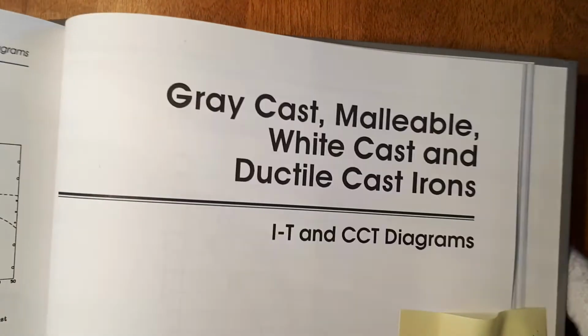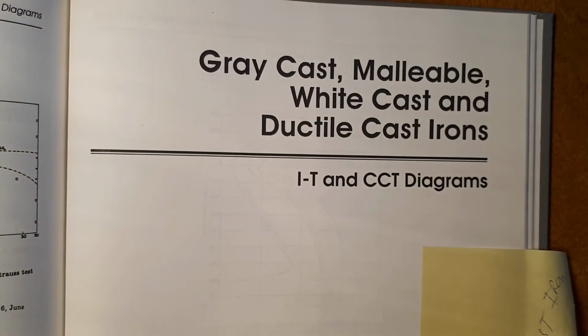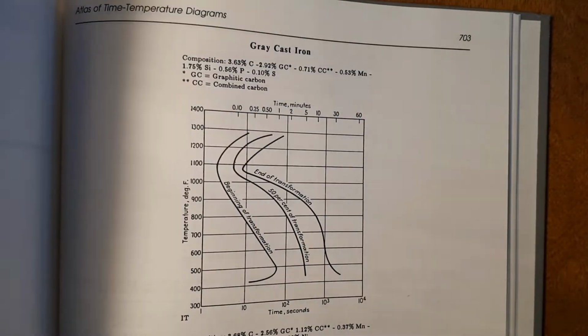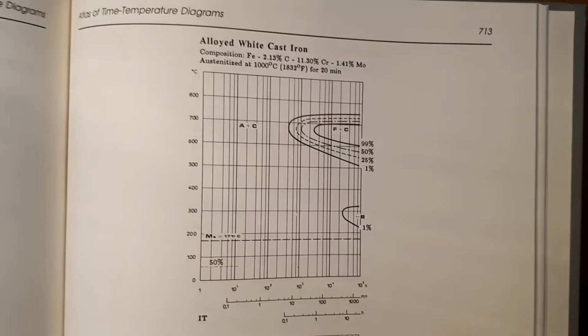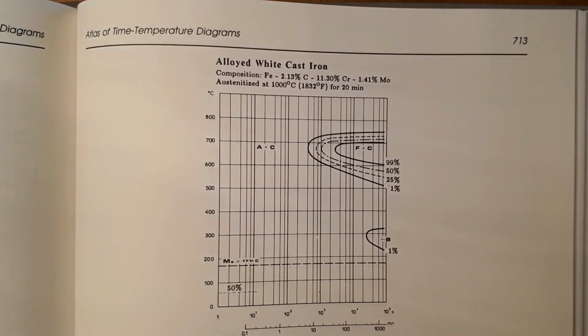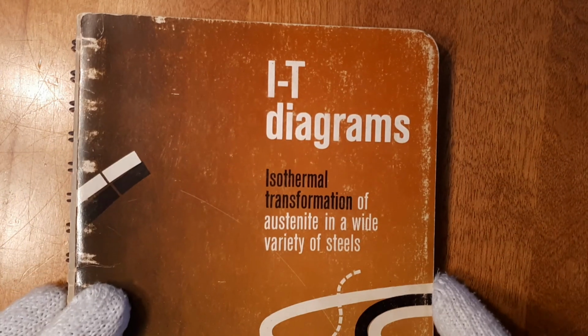And lastly, these IT diagrams can be used for cast irons. We didn't discuss cast irons. This is a course all unto itself, in my opinion. But here they are. Similar type of interpretation. A is austenite, C is cementite. Hope this video helps in interpreting IT diagrams.